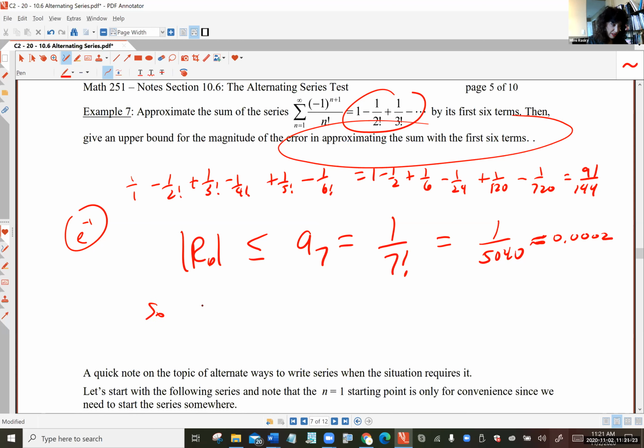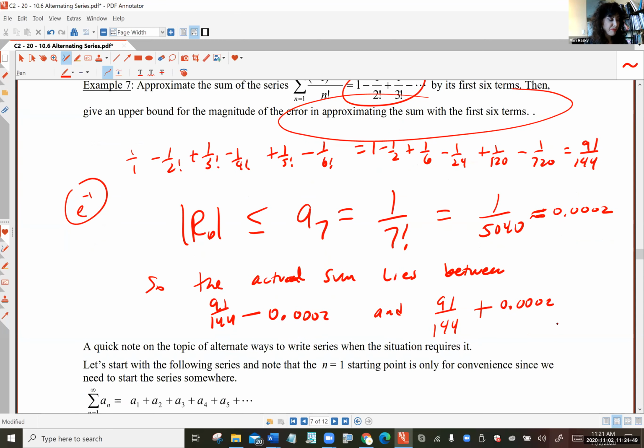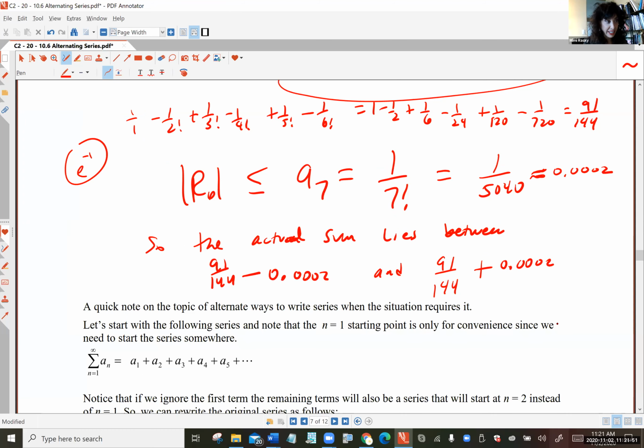So the actual sum lies between 91 over 144 minus this error, and because it's plus or minus the error, 91 over 144 plus the error. So the actual sum is somewhere in between there. Okay, and that's all you need to know. They didn't ask us to find the n this time.